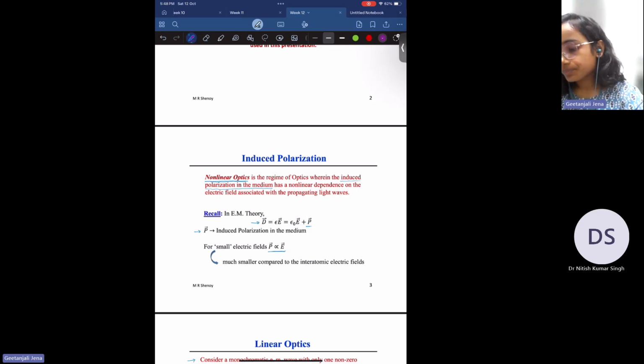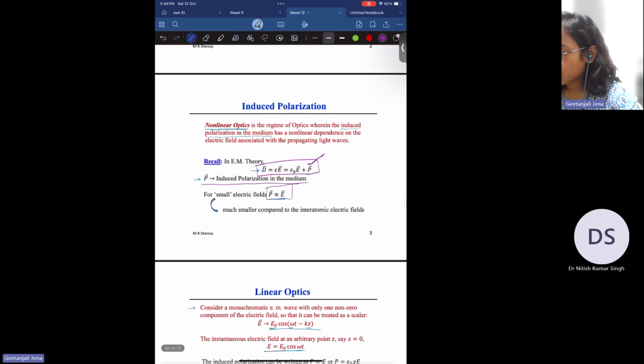So if we recall, by nonlinearity we mean that the polarization in the system has a nonlinear dependence on the electric field associated with the propagating light wave. Typically in a linear system, the general equation is D equal to epsilon E. D is the displacement current, epsilon is the permittivity of the medium, and E is the incident electric field. And you can write this as epsilon E plus P. And P is the polarization that is induced in the system because of the incident electric field. So P is the induced polarization in the medium. And for a linear system, that is when we have a small electric field, this P is directly proportional to the electric field.